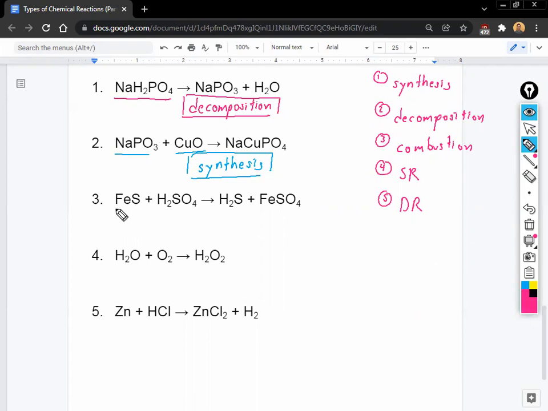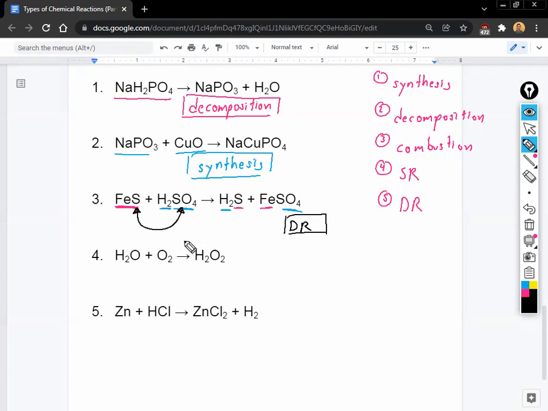Okay, number three, you'll notice that Fe is with S on the left side. But if you look on the right side, what is Fe with now? It's with SO4, right? And SO4 used to be with H2, but H2 is now with S. So this one is going to be a double replacement, because you will see that S and SO4 switch places, okay?